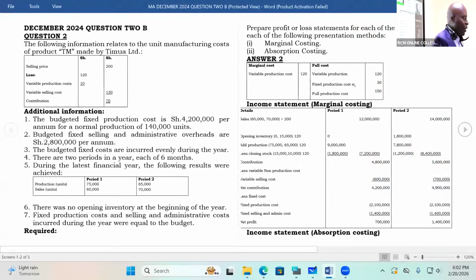Great. So it will be good for me to do this question from top to the very last thing, including reconciliation. All right. So we are doing December 2024, question number 2B.